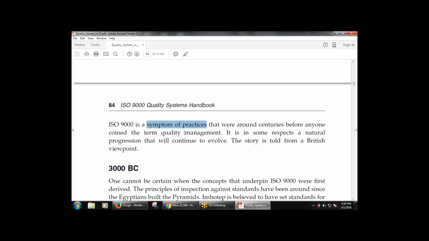It is in some respects a natural progression that will continue to evolve. So what are the various progressions that will continue to improve in some respects? The story is told from a British viewpoint. So that is the ISO 9000 standards.